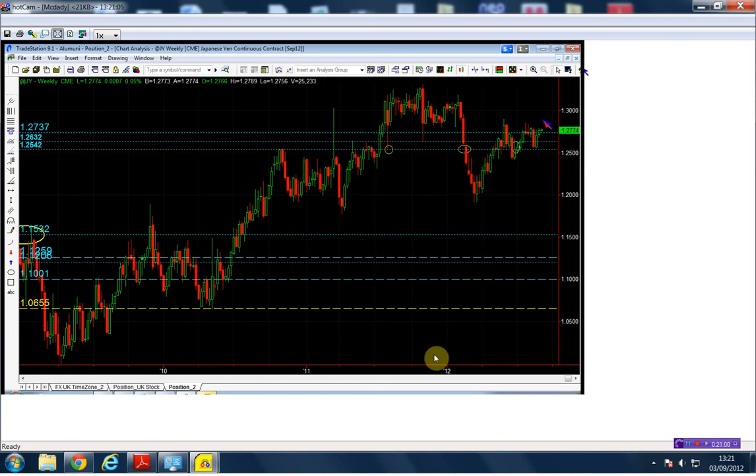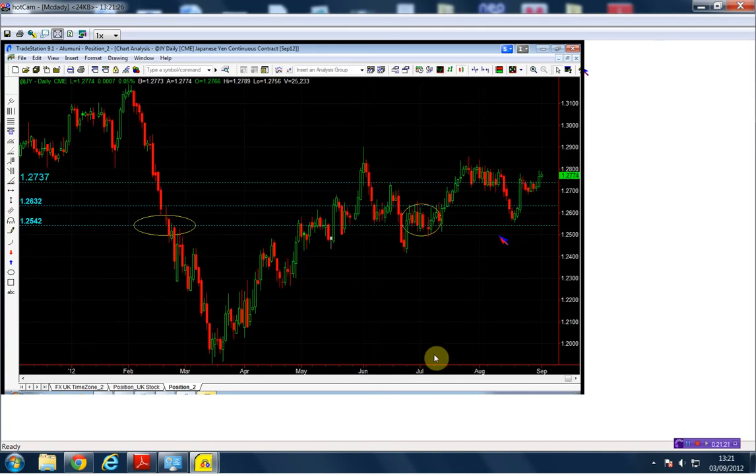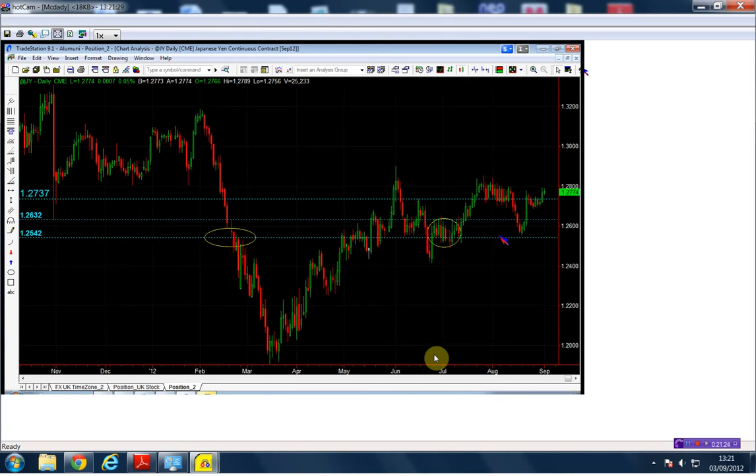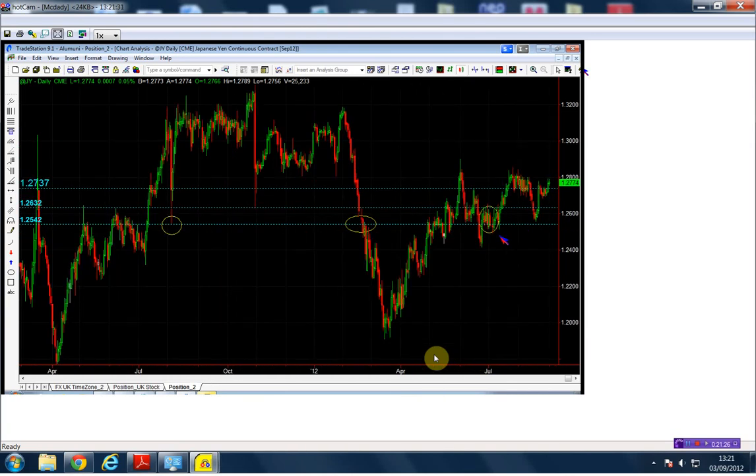So the bias for us right now, we're above the 127.37. The index is at 127.74. So the bias is to the upside, and we are looking for it to continue higher. This is the daily chart, and our sell signal in the Japanese yen would be a trade below the 127.37. So our bias is still to the upside, and only if it fails below that, then we are going to sell it.